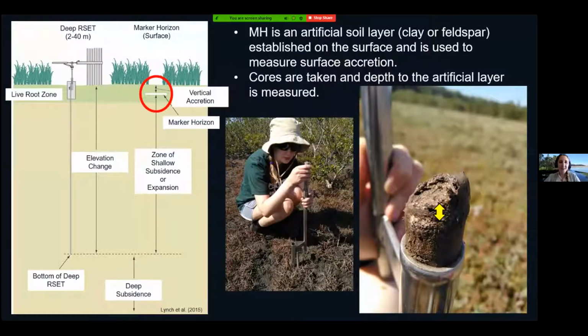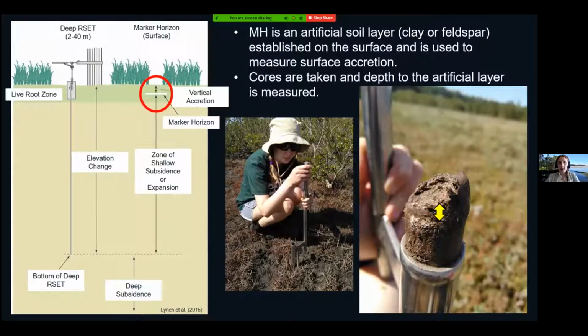So associated with the RSET we have what we call the marker horizon. This is an artificial soil layer which consists of feldspar, or white clay is what we've been using, and it's established on the surface and used to measure accretion. We do this by placing it on the surface of the substrate and then returning and taking a core and measuring the depth to this artificial layer.